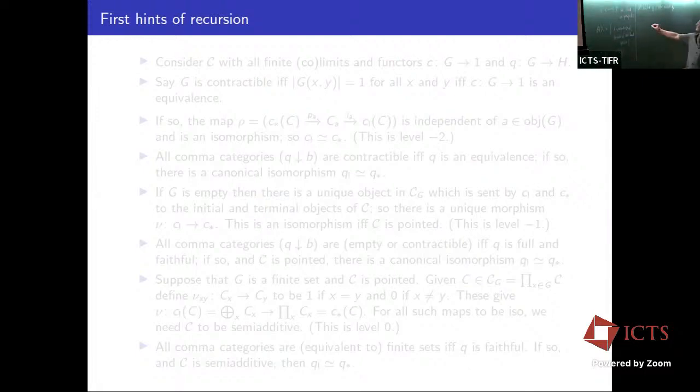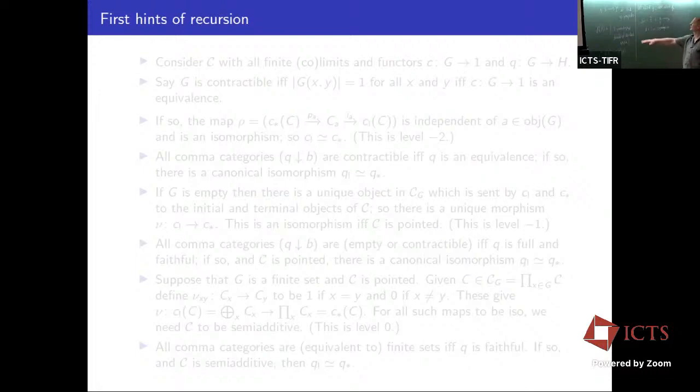And then the claim is there exists a natural transformation nu from the left adjoint to the right adjoint, and nu is an equivalence, say an isomorphism.